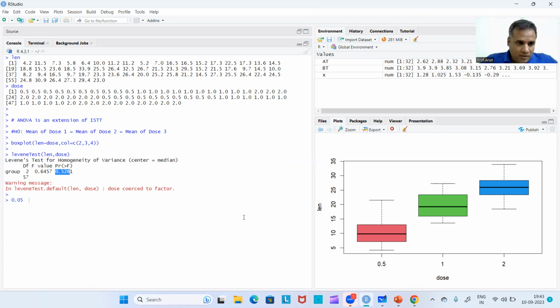If you are getting 0.4, by no chance is it smaller than 0.05. It means it is greater than 0.05, and you will not reject your null hypothesis.